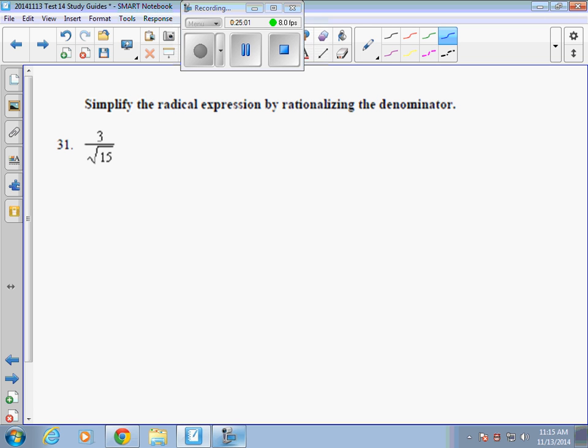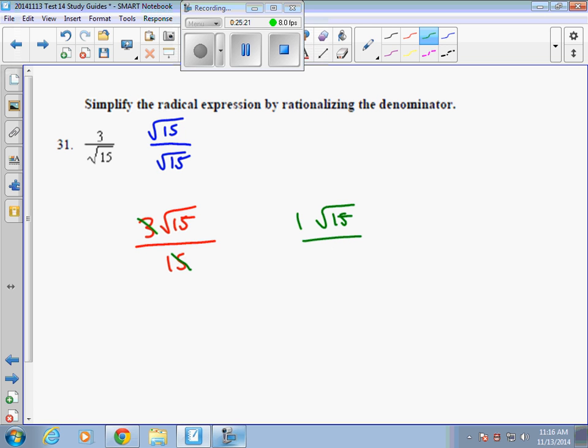31 says simplify by rationalizing the denominator, 3 over the square root of 15. Multiply by the square root of 15 over the square root of 15. 3 times the square root of 15 over, you'd multiply those two together, and you'd come back to the radicand, which is 15. You have to simplify this. Don't leave it like this. 3 goes into itself once, and it goes into 15 5 times. So the square root of 15 over 5.